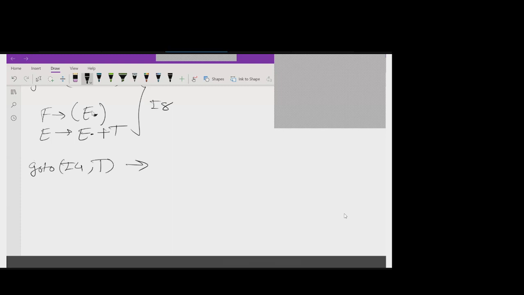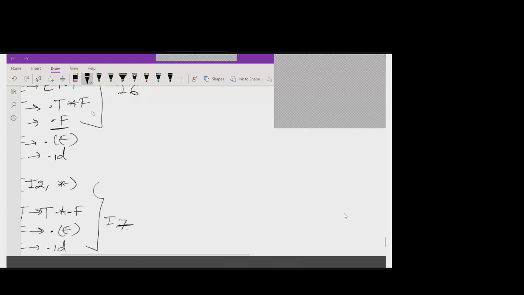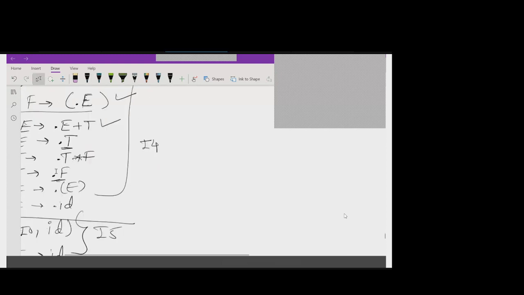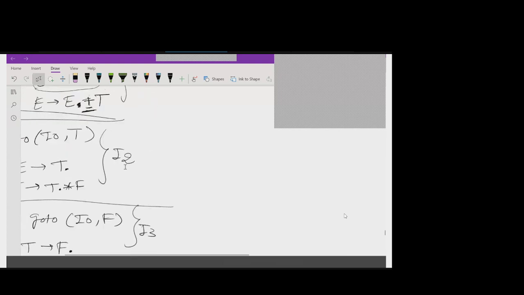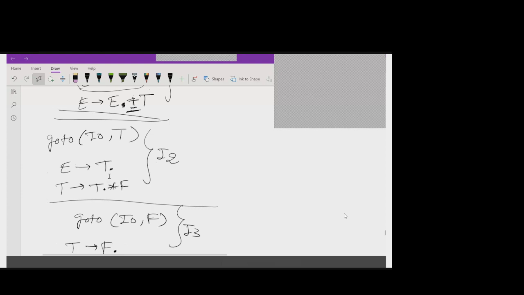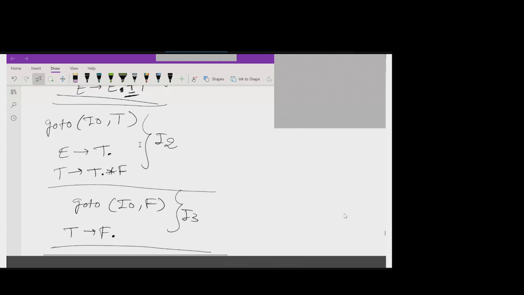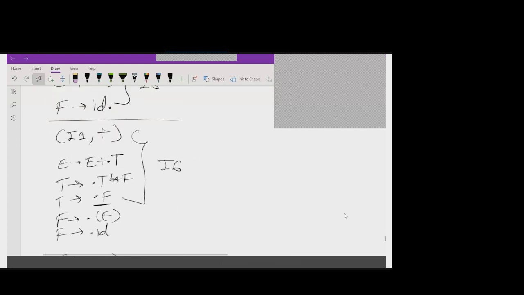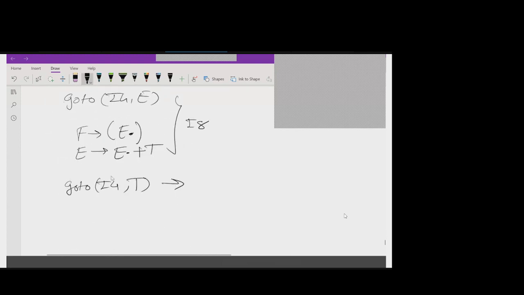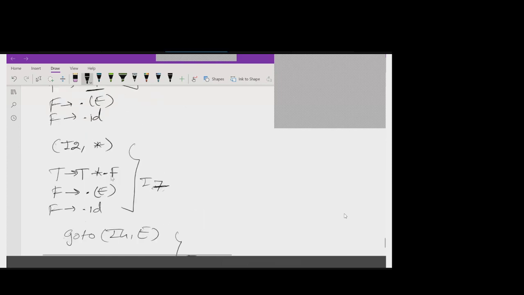E gives T dot, है कि नहीं? E gives T dot and T gives T dot star F. ऐसा कोई प्रोडक्शन आ गया है पहले? I2 is the same production, right? I2 has the same production. So यहाँ पे you are not going to make a new state. You are going to write the same state. So when you write I4 comma T, then you will get the same state and then you are going to write I2 because you will get the same productions as here.